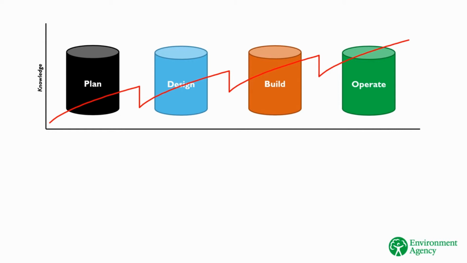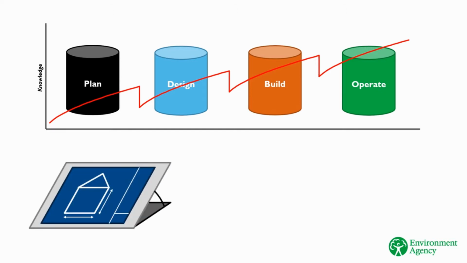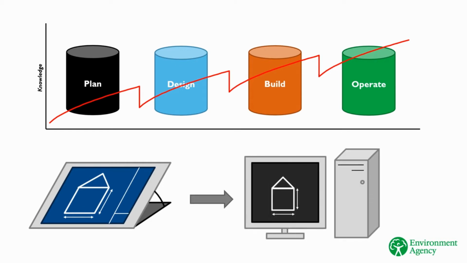Problem 2 was that teams were not making best use of digital tools to deliver their works as efficiently as possible. The industry had largely moved from the paper-based drawing world to computer-aided design, or CAD. But in doing so, they simply replicated their 2D paper drawings in a digital format.